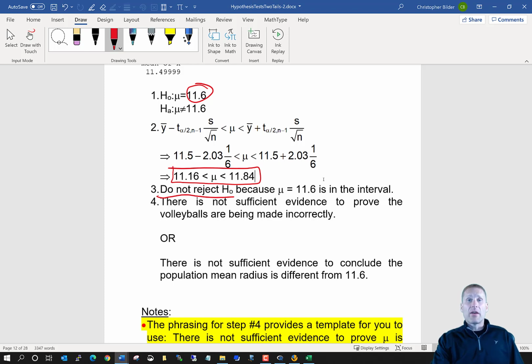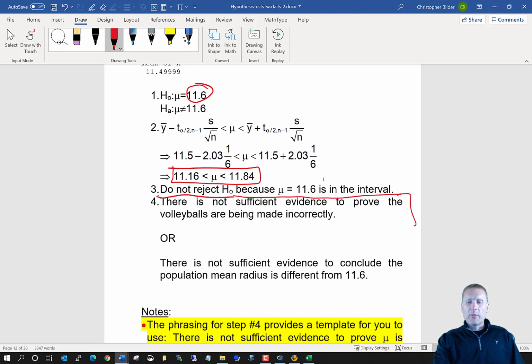Or I could say fail to reject H0. I cannot say accept H0. I cannot say, oh yeah, mu is equal to 11.6. I can't say that. So do not reject H0 because 11.6 is in the interval.